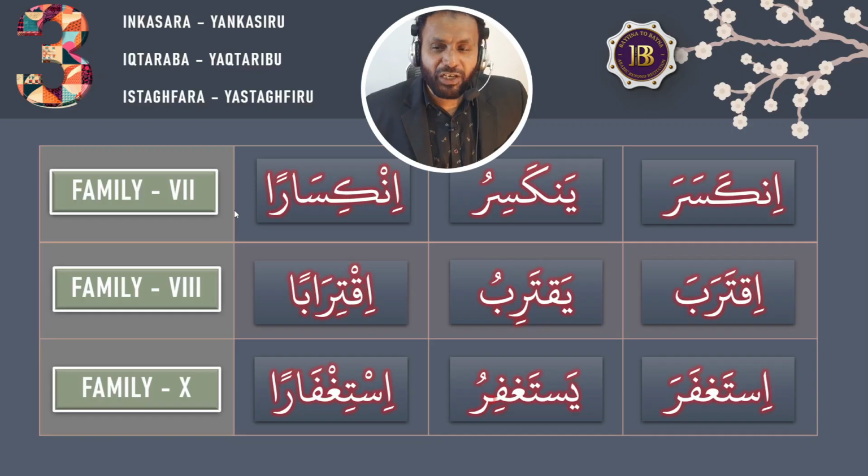So how many words are there in just these three families? Can you imagine? Inkasara has 14 words, yankasiru 14, inkisaran 9, and then ism fa'il 9, then past passive 14, present passive 14, ism maf'ul 9, command 6, forbidding 6, zarf 9, add those. And then you have again iktaraba, same number, istaghfara, so many words.